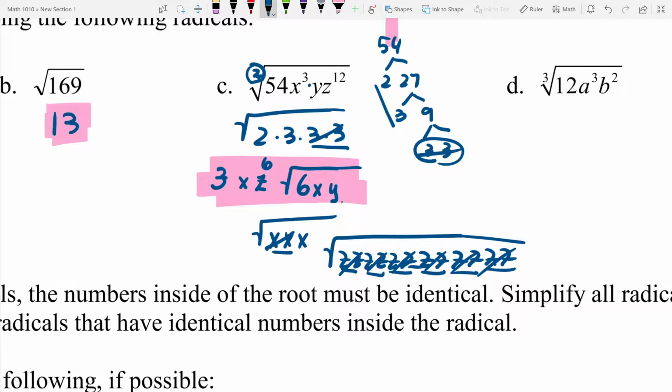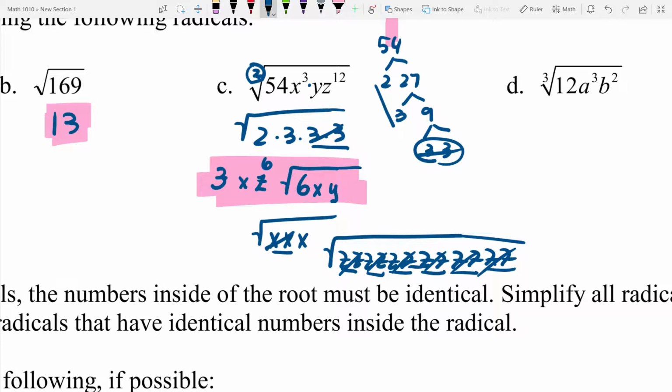But does 2 go into 3 perfectly? No. You have remainders. The remainders stay on the inside. The y's stay the way they are. Look at the z's. 12 divided by 2 is 6 perfectly, so I have no remainders. That's my answer. Who says got it?